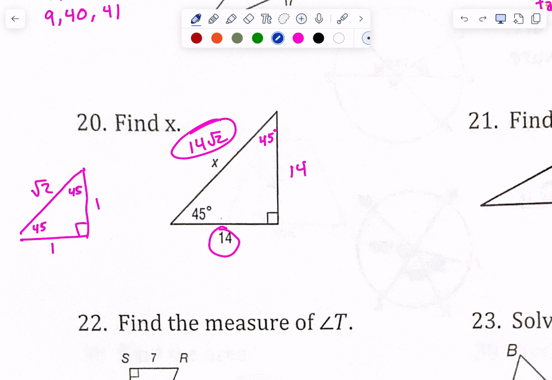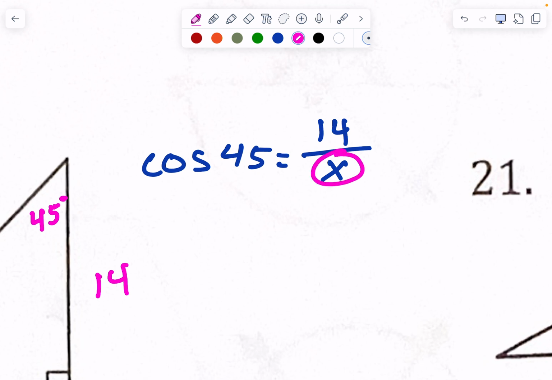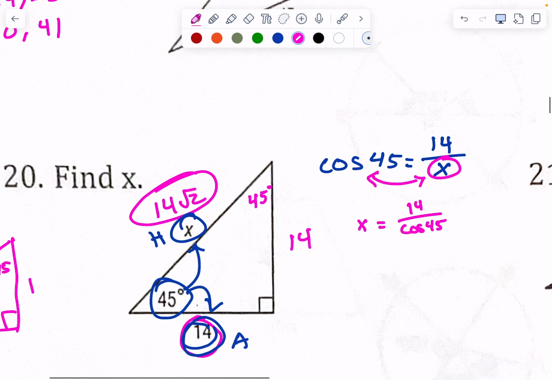Now, if you don't remember that rule, I have these two sides in blue. 14 is the adjacent side. X is the hypotenuse. Adjacent and hypotenuse is cosine, right? So I've got cosine of 45 equals 14 over x. If x is in the bottom, how do I solve for x? You switch them. So x is equal to 14 divided by cosine of 45, and you end up getting a decimal, which is the same as 14 square roots of 2. You can do it that way as well if you would like.